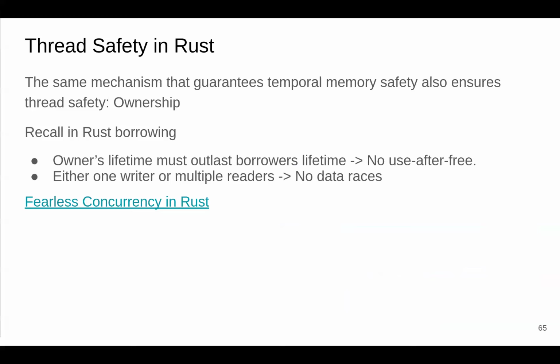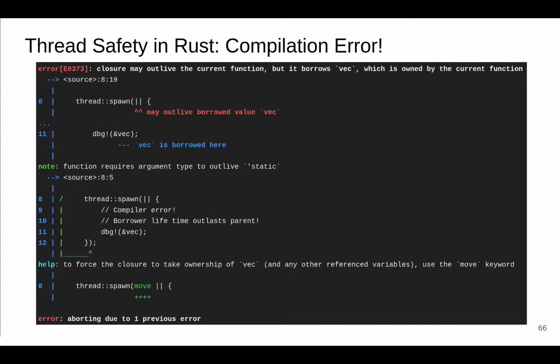Thread safety in Rust. In Rust, we use the same mechanism that guarantees temporal memory safety to ensure thread safety, namely ownership. So either a single owner that is allowed to write, or multiple owners that are allowed to read, which prohibits different kinds of data races. If you mistype, or you would borrow across multiple writers, the Rust compiler will complain and tell you that there's an issue.